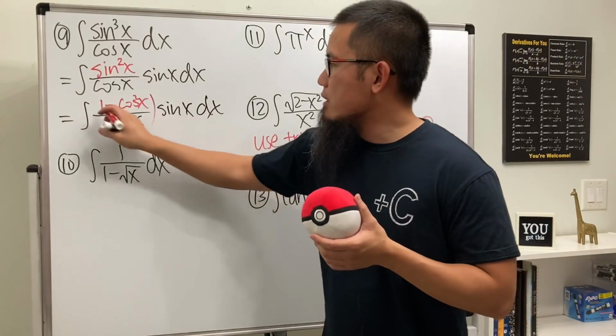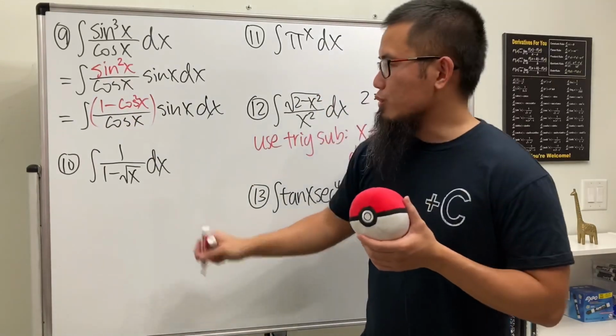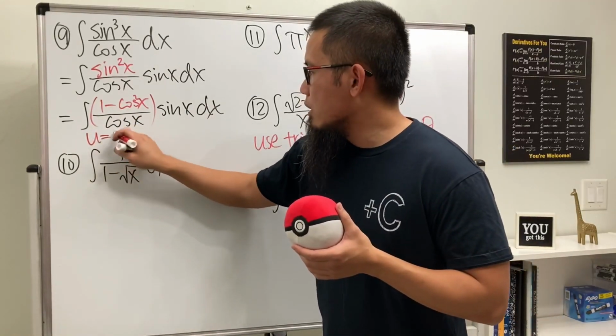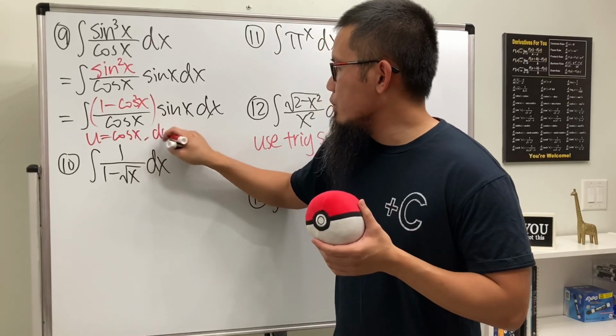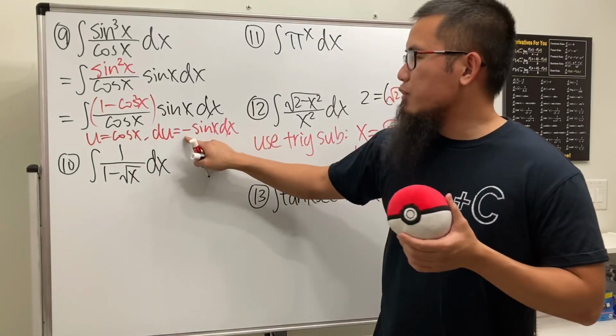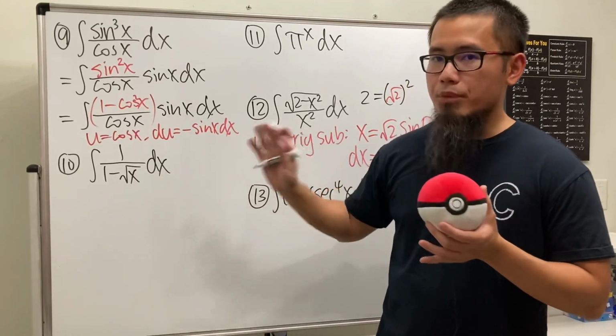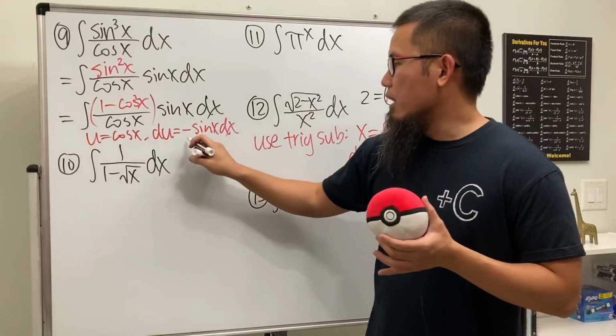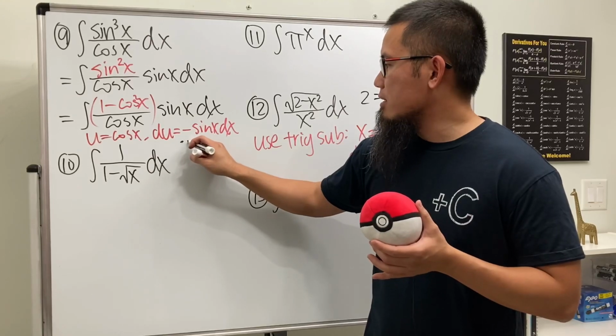And then from here, we can just do u sub. Let u equal cosine x, and then du equals negative sine x dx. Be really careful, it's in the negative, right? But I'm going to just leave this to you guys and have you finish. So dot, dot, dot.